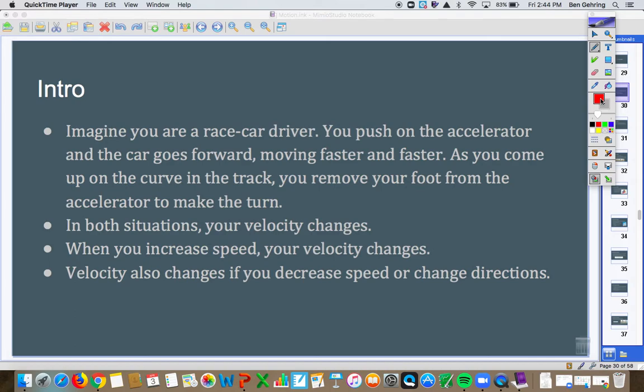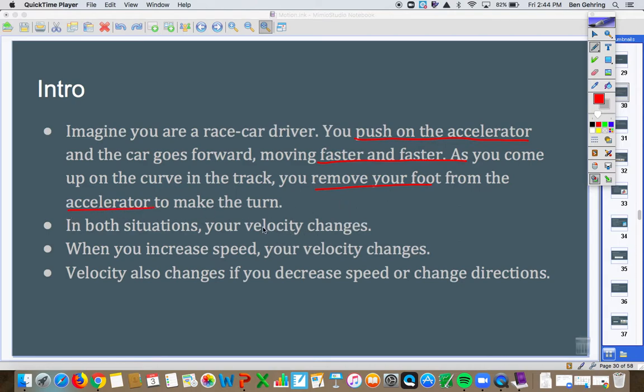So for starters, imagine you are a race car driver. You push on the accelerator, and what happens when you push the accelerator in a car? Your car goes forward, moving faster and faster. As you approach a turn, a curve in the track, you take your foot off of the accelerator, which allows you to make the turn.